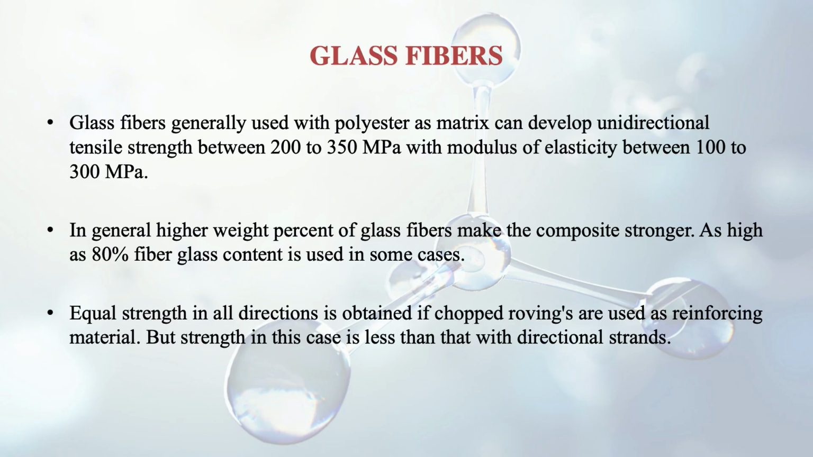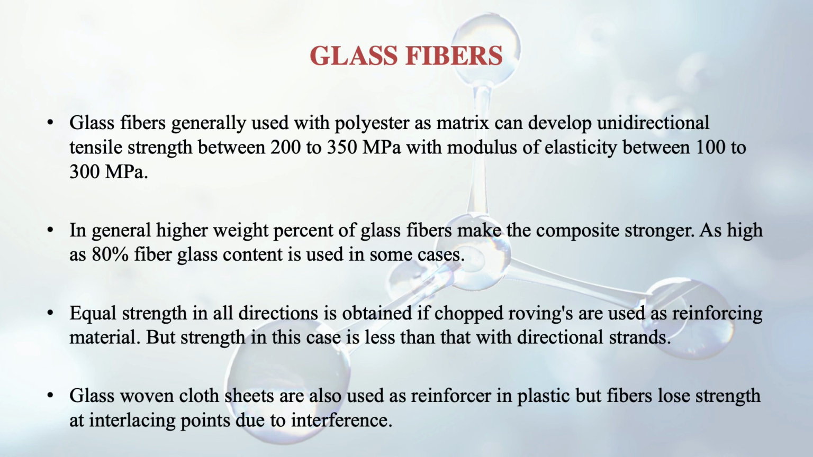Equal strength in all directions is obtained if chopped rovings are used as reinforcing material, but the strength in this case is less than that with the directional strands. So one thing we can use is the chopped rovings type. We will get equal strength, but still the strength will be lesser than the one with directional strands.